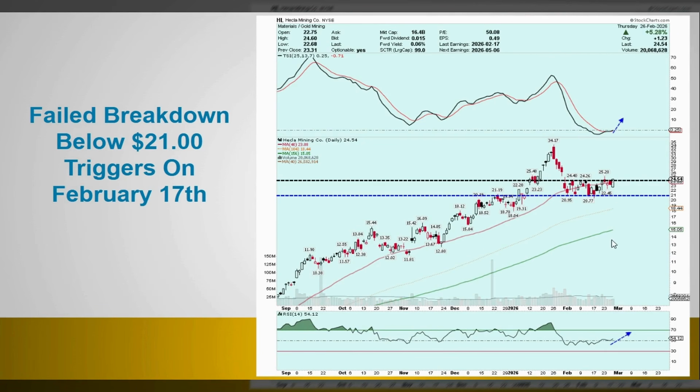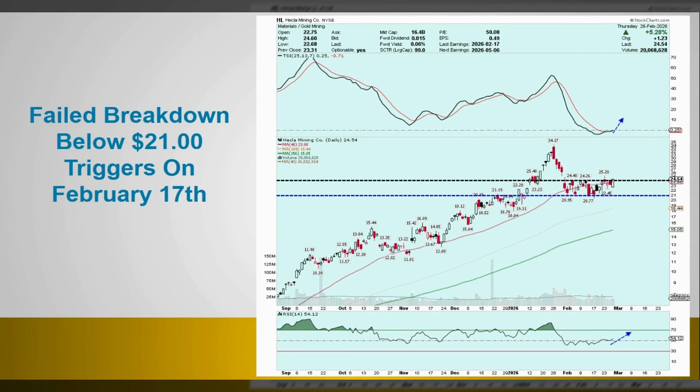And in fact, on February 17th, it had a failed breakdown under 21. It closed back above 21. And so that was a buy signal for me. And now look at this setup. This is a very interesting chart pattern trade setup because it's hammered out this trading range between 21 and about 24.40 on the upside. The technical indicators, the TSI moving above 0, RSI is above the median line pointing higher. So this is a very nice setup. This looks like a bullish buy signal, and there's an open gap up at 26.30.